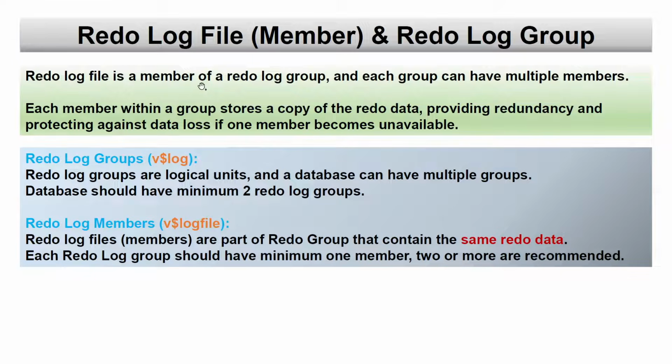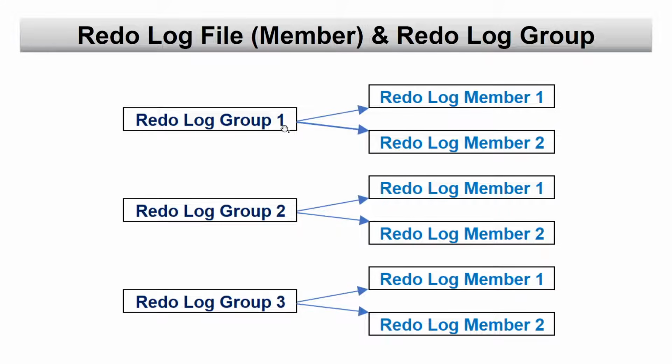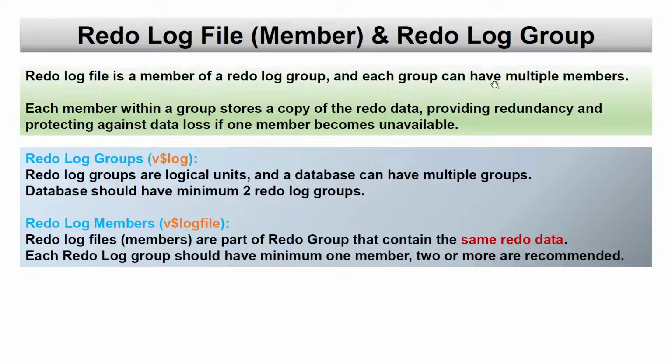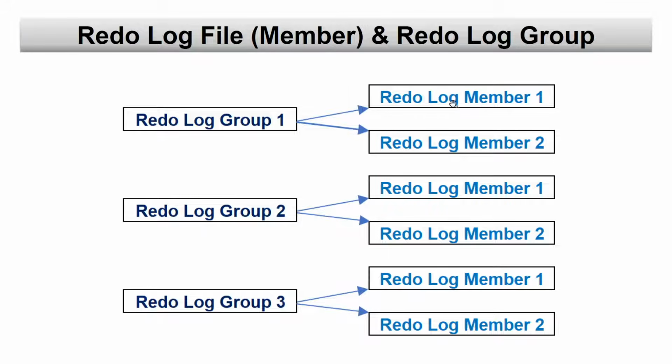A redo log file is a member of a redo log group, and each group can have multiple members. Each member within a group stores a copy of redo data, providing redundancy and protecting against data loss if one member becomes unavailable. If one of these members is gone, you still have another member because it's an exact copy.